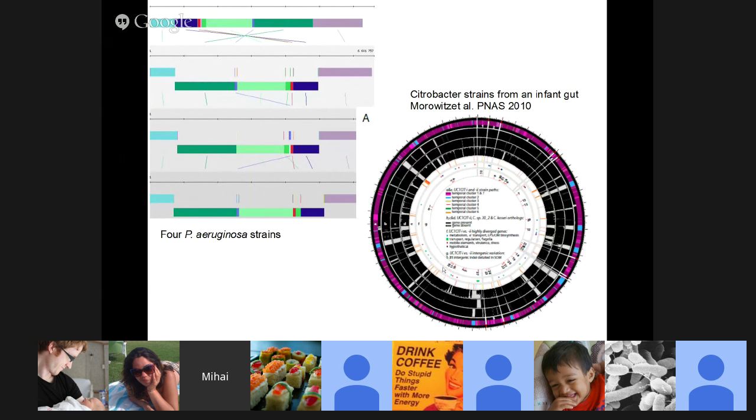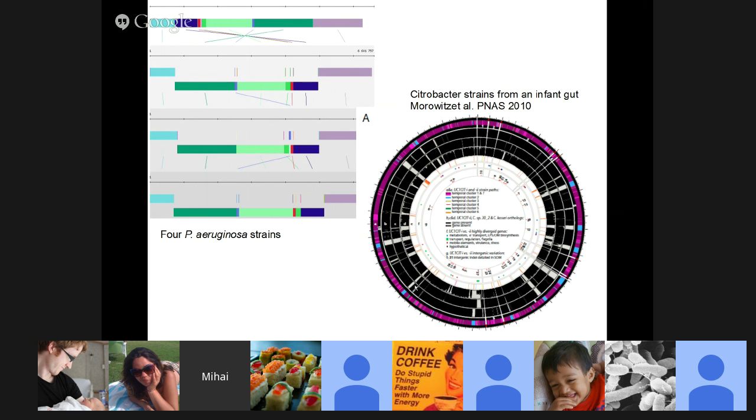And also on the right, there's a demonstration that these are 2 strains of an organism called Citrobacter that was identified in the gut of an infant. So these are strains that have differences between them. You can see where the empty blocks are in this circle picture. Not only are these genomes different, but they coexist in a sample, and they have a different behavior across time in the gut of this infant.